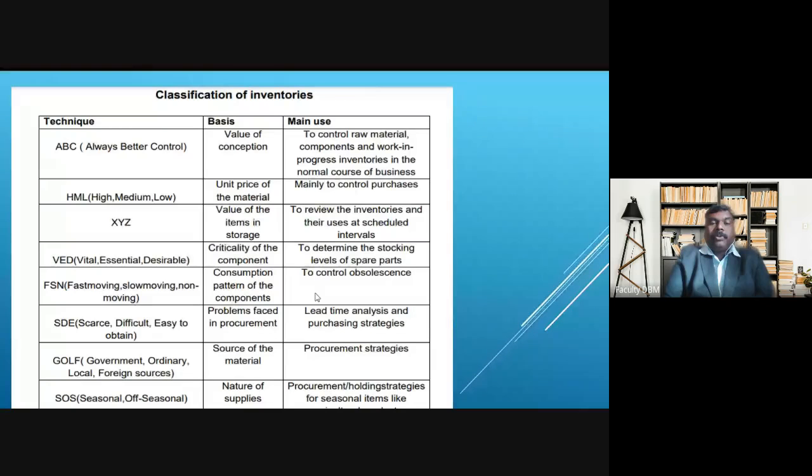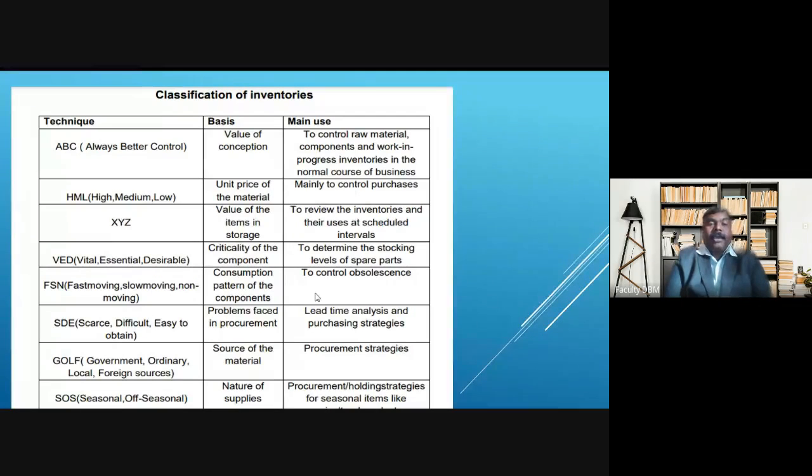Then fast moving, slow moving, and non moving items, based on the consumption pattern of the components. Where non-moving items exist, we have to go for some offers and push them out. For slow moving items we have to watch them, and for fast moving items we have to keep availability of those materials. So the aim is to control obsolescence. The consumption level is the basis of division: if sales are more, we say fast moving; if sales are very low, slow moving; and if there are no sales, non-moving items.